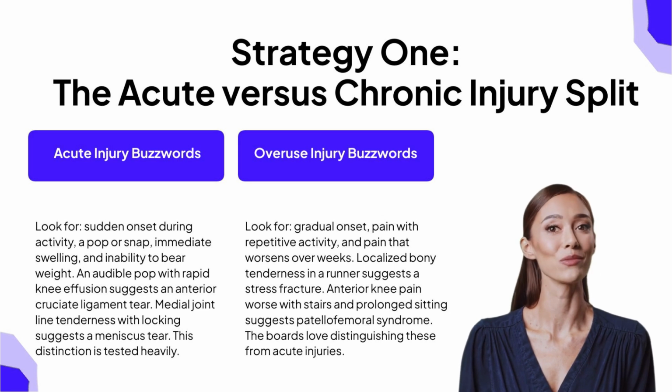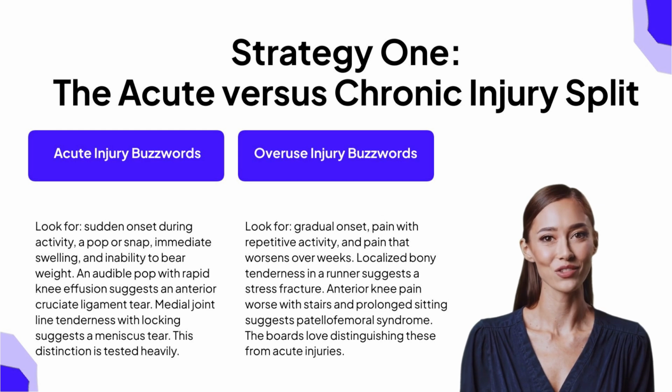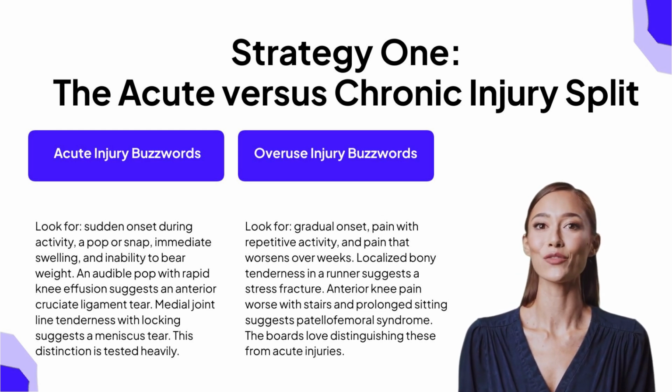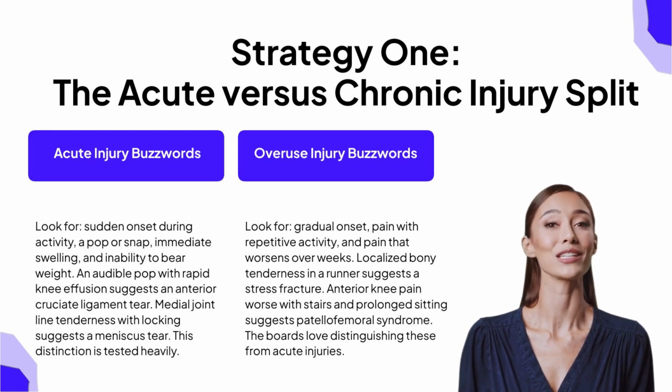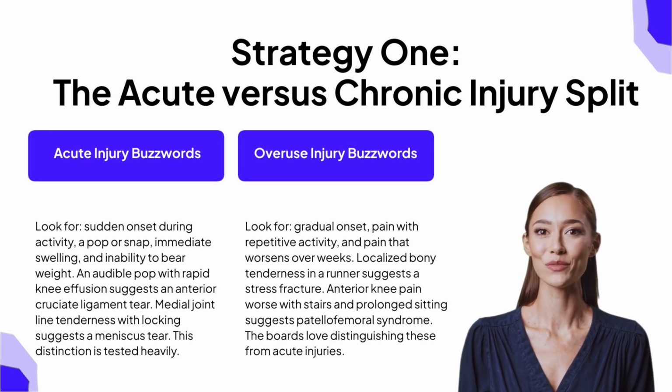Let us start with the most important first step in any sports medicine question. Determine whether you are dealing with an acute injury or a chronic overuse injury. This distinction drives everything else. For acute injuries, look for a sudden mechanism during activity, like a football player who plants and twists and hears a pop in the knee. Immediate swelling, which we call a hemarthrosis, points to an anterior cruciate ligament tear. If the vignette describes locking or catching with medial joint line tenderness, think meniscus.